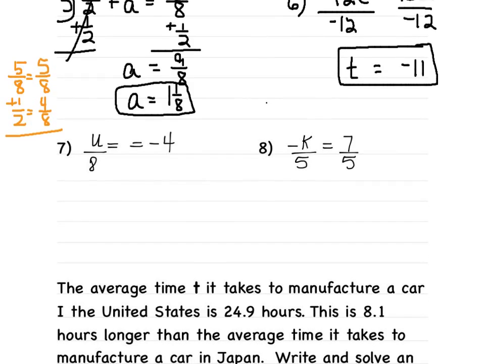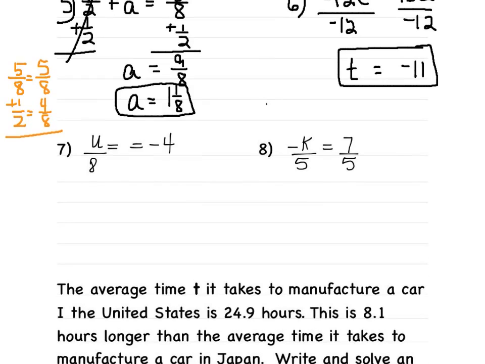All right, here we go. Number 7. Forgive me, I don't know why there are 2 equal signs here, so we'll just ignore this one. U over 8 equals negative 4. U divided by 8 equals negative 4. U is being divided by 8. So in order to do the inverse of division, I have to multiply.